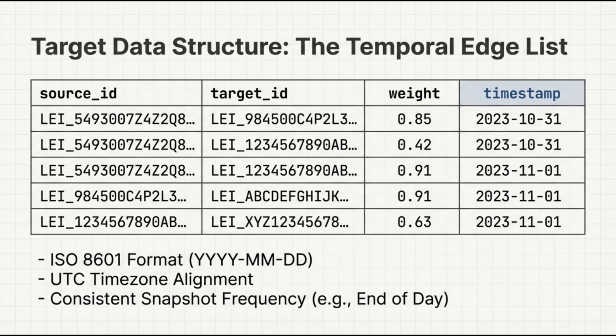ISO 8601 date format, UTC time zone alignment, and consistent snapshot frequency, such as end of day. These may sound like small implementation details, but they are actually critical for reproducibility and valid temporal analysis. A dynamic network is only as reliable as its timestamp logic. If clocks, date formats, or observation intervals are inconsistent, the resulting network can easily tell the wrong story.